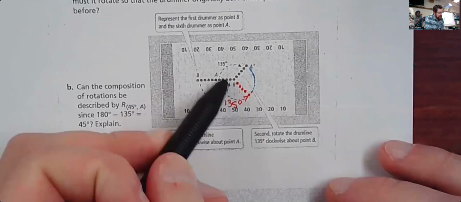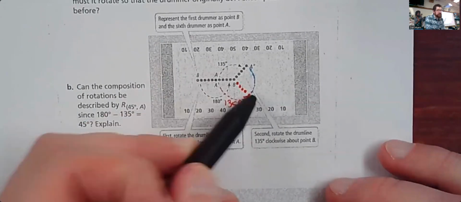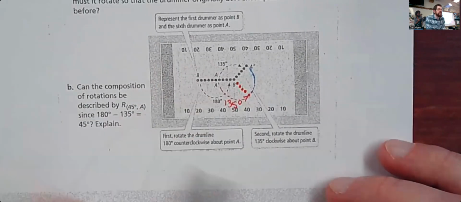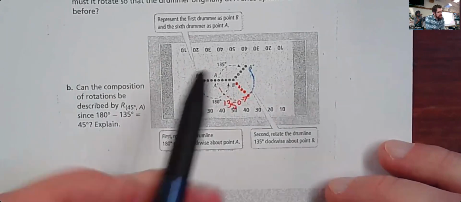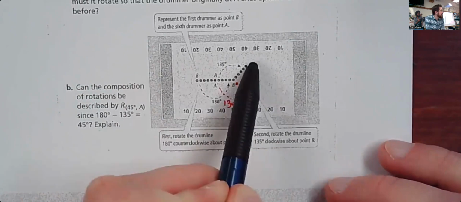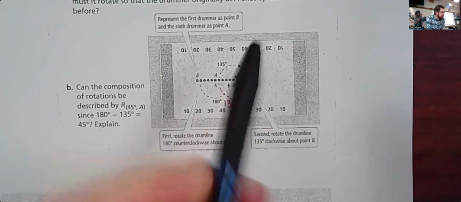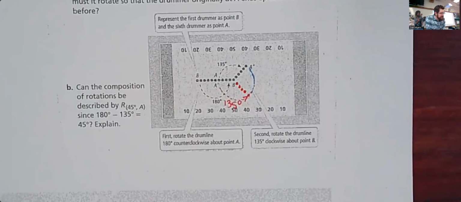Actually, let's see, 135 plus another 90 would be, yeah, 225. You're right. So it is 225. I said that, because if you go 135 here and another 90 to get there, that is 225. So it would be a 225 degree rotation.